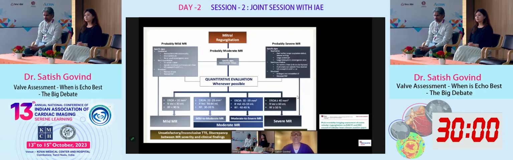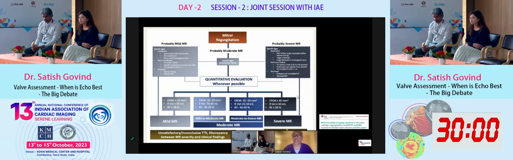And this is the typical algorithm here. I'm not going to go into details here, as I will show this with the other lesions also. Primarily, it is trying to find out the mechanism in terms of 2D and the various parameters which are available. Based on that, we divide them into mild, moderate, and severe. And when things don't work out, we look at the TEE itself. And then beyond that, there are the other imaging modalities, in terms of CMR.